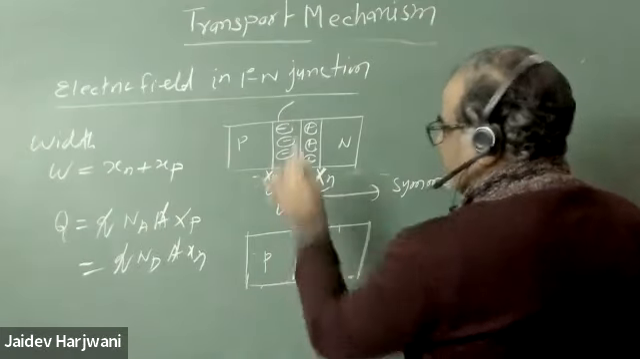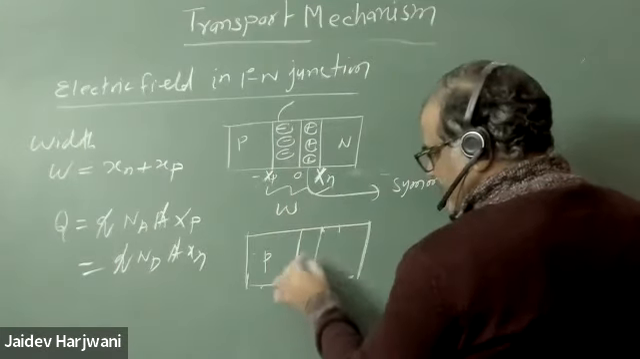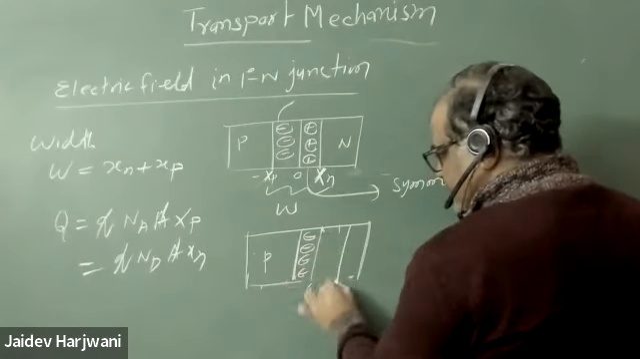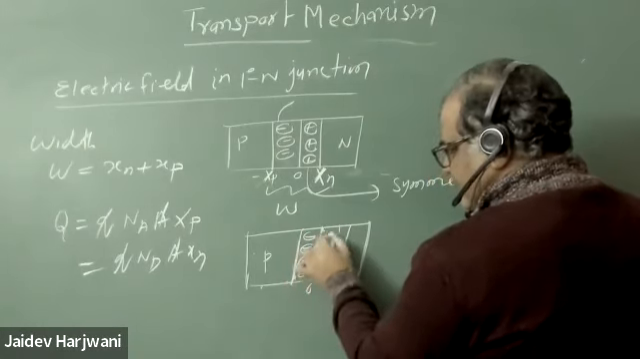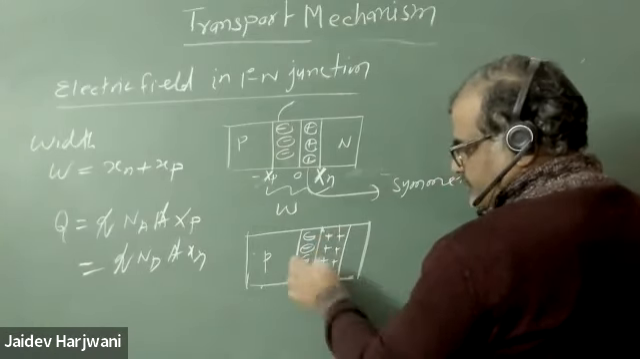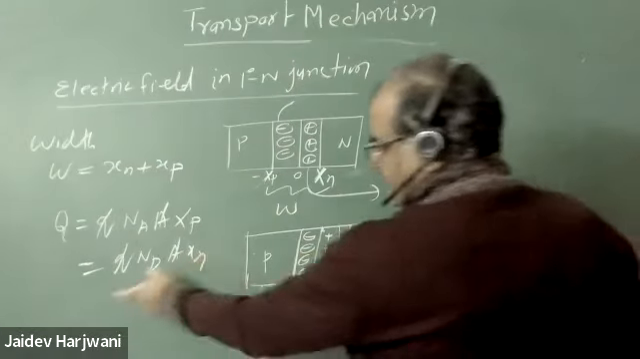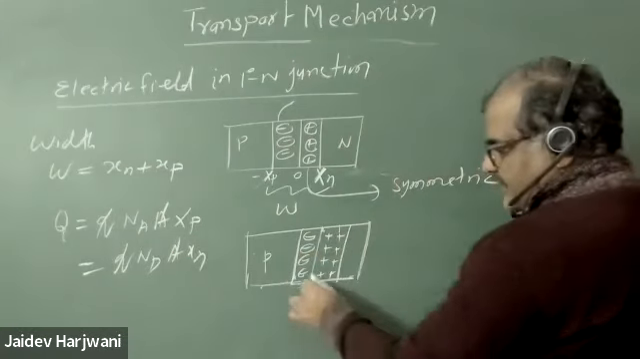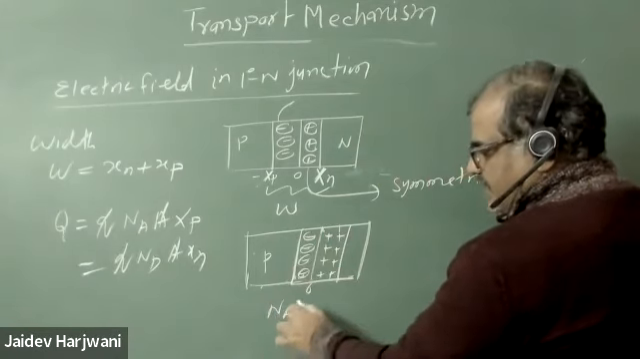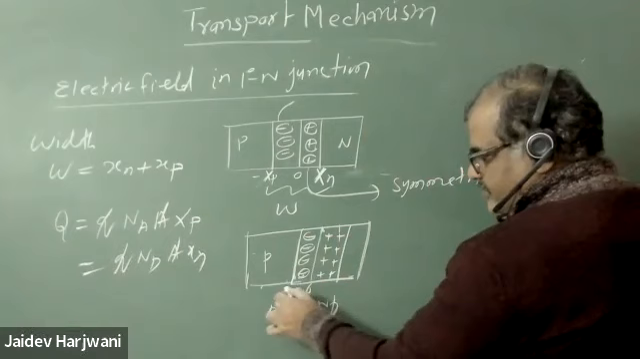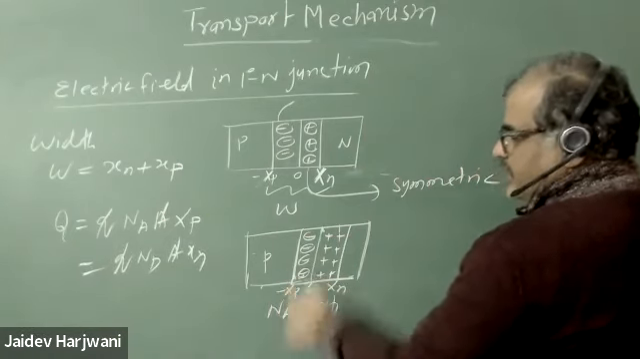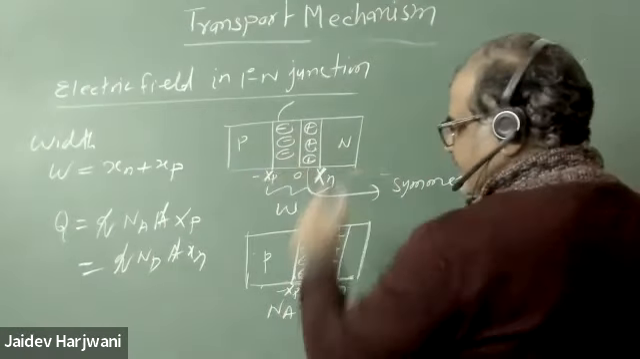If I'm increasing this Na, and this is my origin, okay, this is my minus, and this xp will increase. This xn will become plus, because the total charge at the interface should be same. So this is for Na greater than Nd. This becomes minus xp, this is xn. So this width will decrease. Wherever there is more doping, that width will decrease.